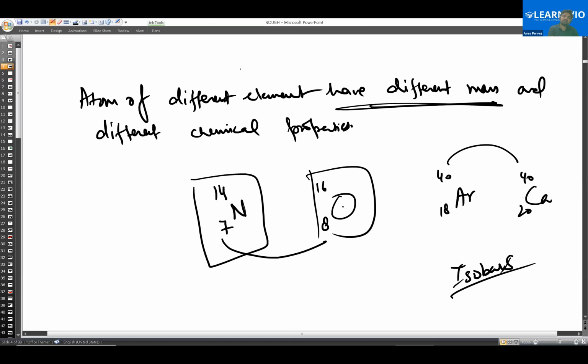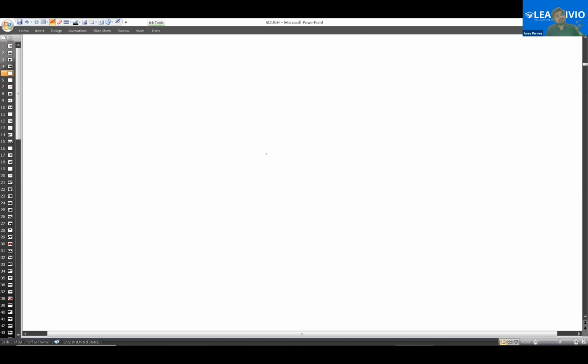But they have different... same mass but different chemical. So here this half statement is not correct. What he said, different elements must have different mass. Argon and calcium have the same mass. They are different elements, but they have the same mass.